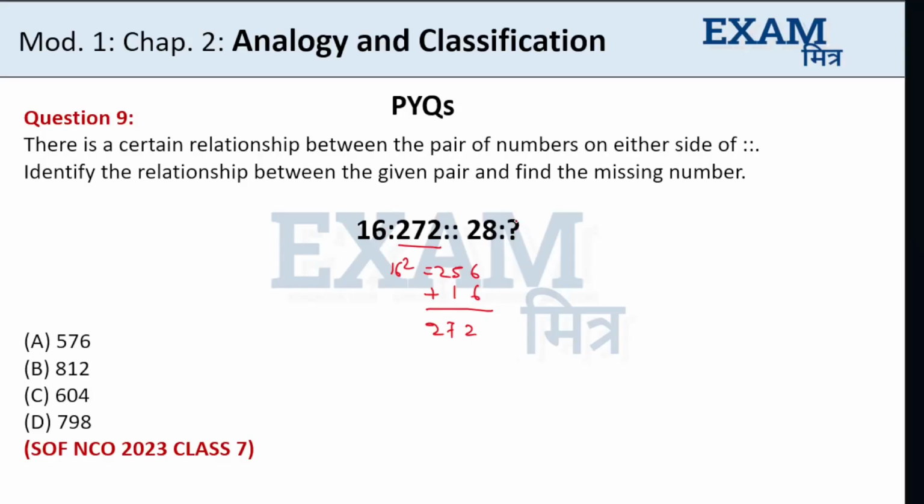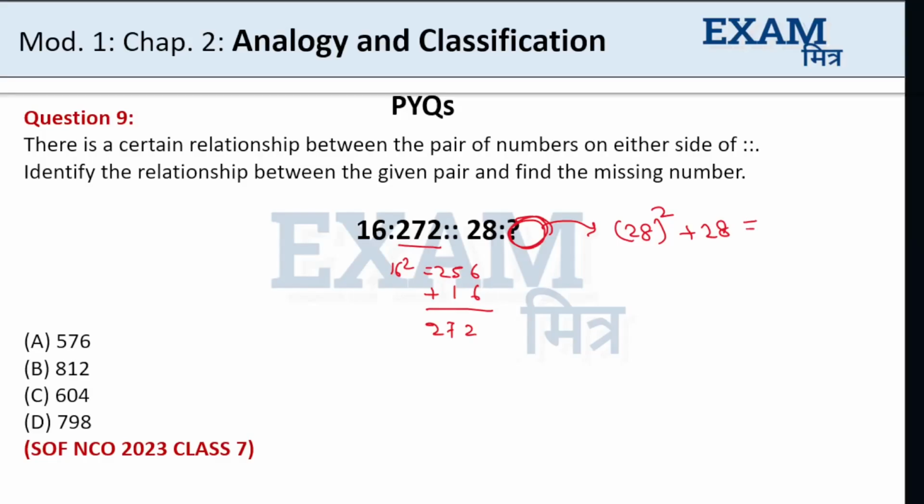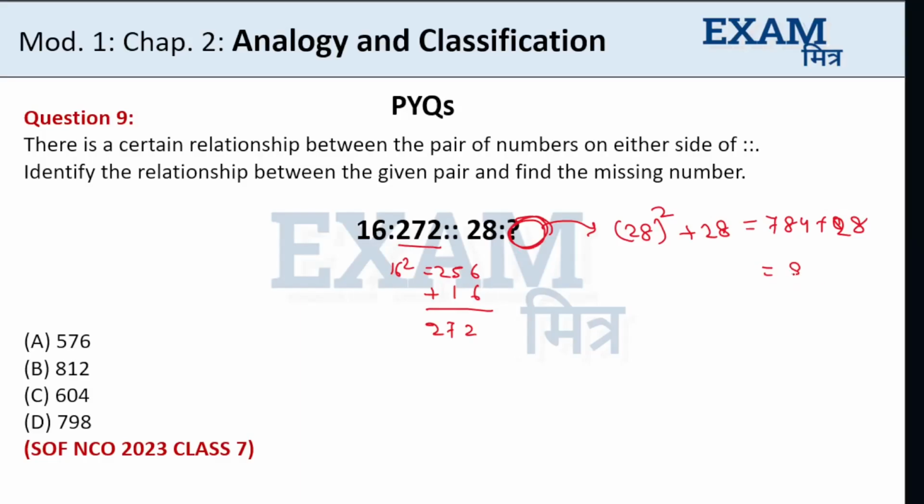So to find the second number of the second pair, what must I do? I must add the square of 28 with itself. Now what is the square of 28? 784. And then if we add 28 to 784, we will be getting, what must be the answer? It must be 812. So 812 will be our answer. This question was asked for class 7 in the year 2023 in the exam of NCO. Let's move to the next question.